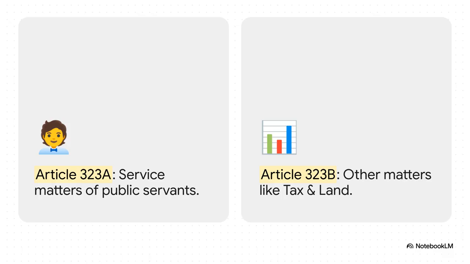The crucial takeaway here is the strict jurisdictional split. 323A is exclusively for the service matters of those employed by the state, your public servants, and only Parliament can touch this. Meanwhile, 323B is a much broader umbrella. Never ever mix these up in your exam. A confusion between 323A and 323B is a rookie mistake, and it will cost you dearly.